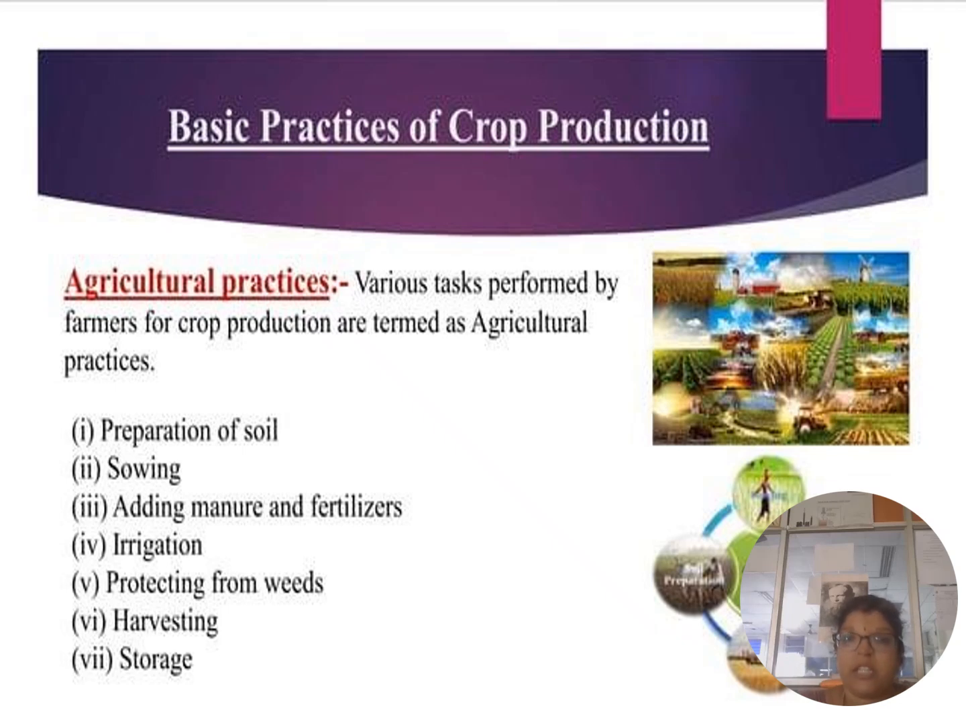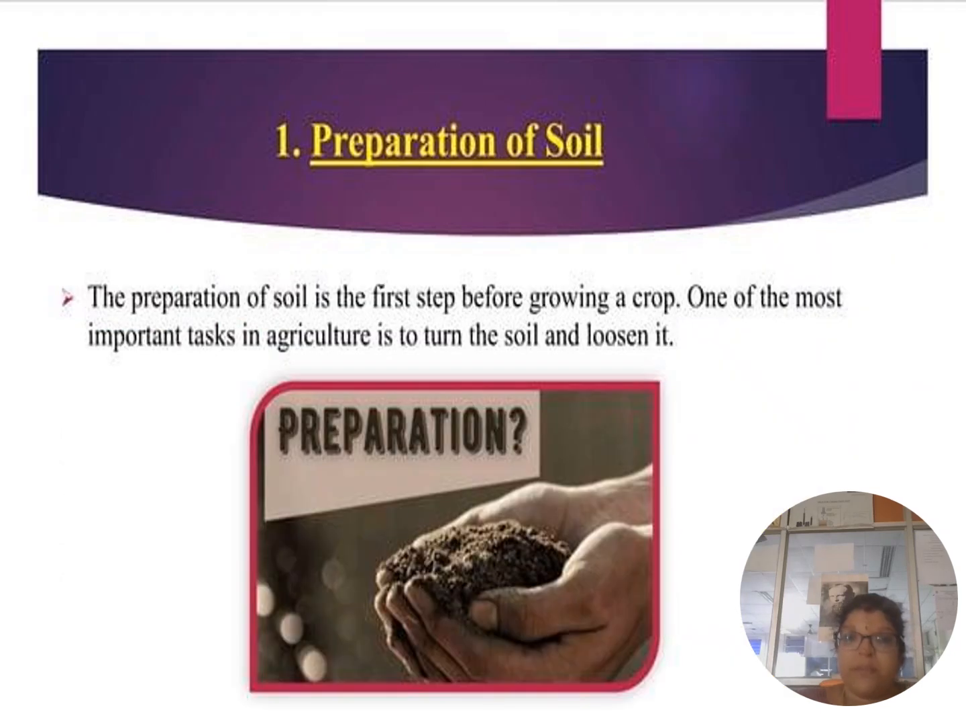Next, we have to go for harvesting the crops. That is our economic product. Then finally we go for the storage of our products. So first one, preparation of soil. It is a first step before growing the crop.